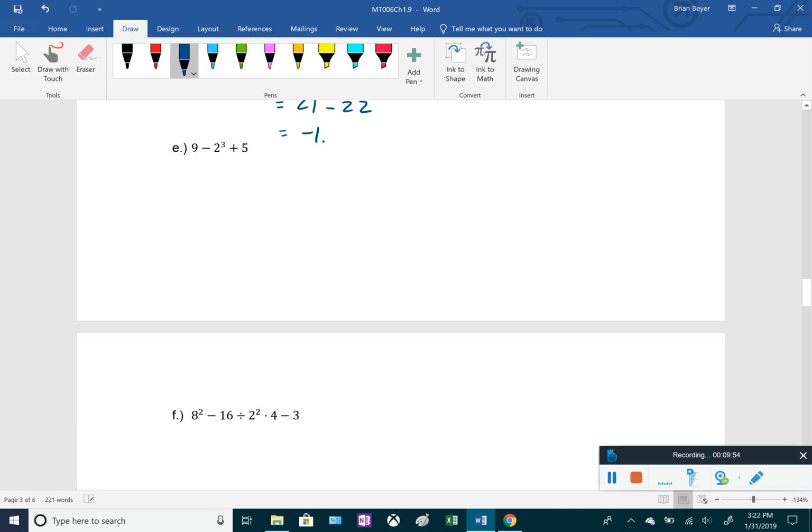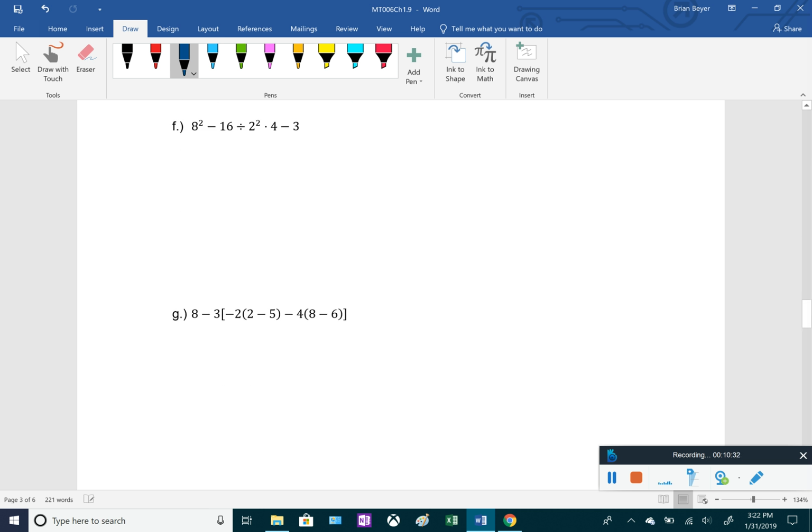Next one, 9 minus 2 cubed plus 5. So we have an exponent here. We have to do that first. 2 cubed is 8. 2 cubed is 2 times 2 times 2, which is 8. So 9 minus 8 plus the 5. So now we have addition and subtraction, so we just have to do whichever comes first, left to right. So 9 minus 8 is first, which is 1. So 1 plus 5, which is 6. And if we did addition first there, 8 plus 5, we would have gotten the wrong answer.